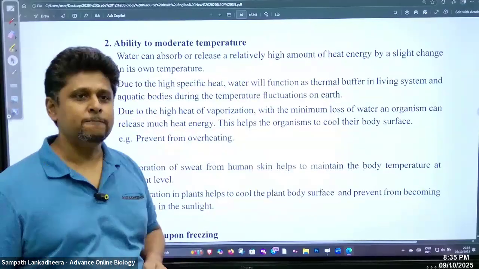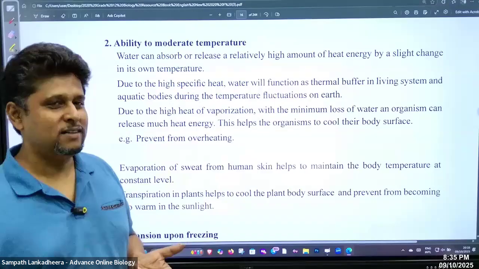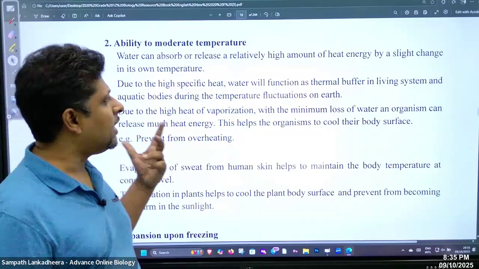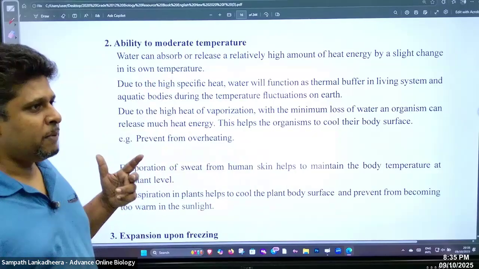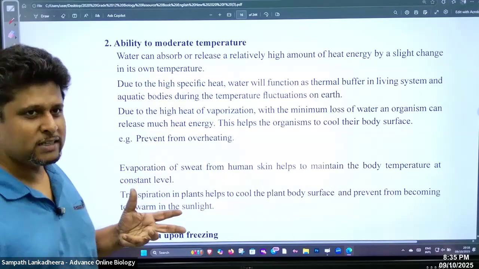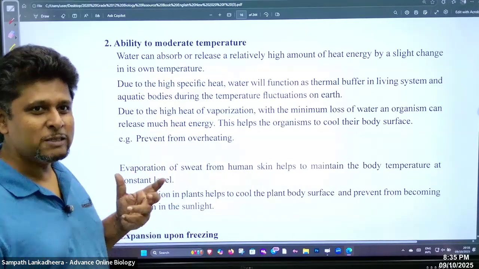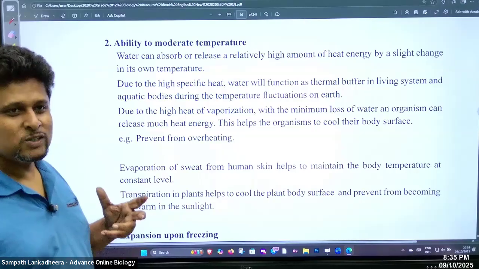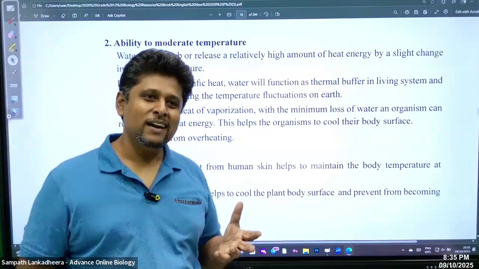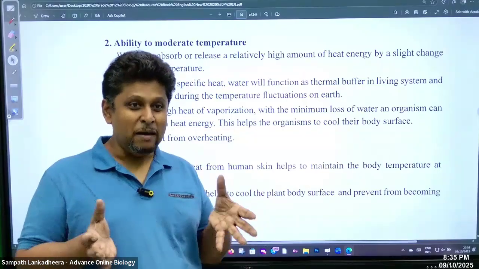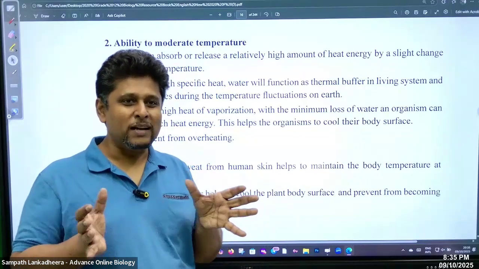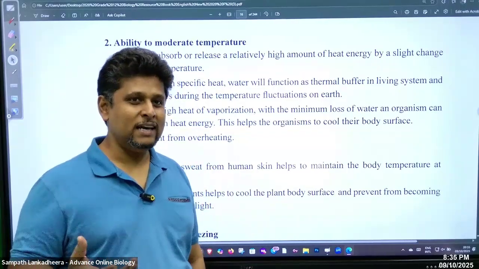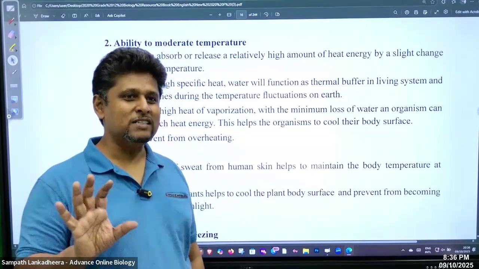Ability to moderate temperature. So we'll read that. Water can absorb or release a relatively high amount of heat energy with a slight change in its own temperature. Due to high specific heat, water functions as a thermal buffer, right? So thermal buffer means what? A buffer is something which can maintain a certain property at a constant level. So water is acting as a buffer to maintain a fixed temperature in the body.